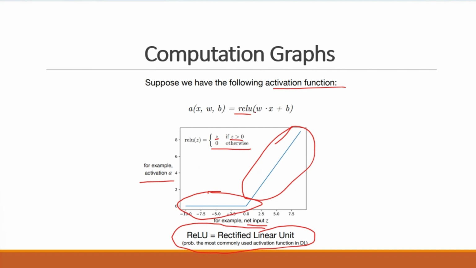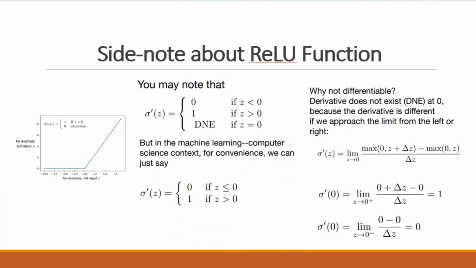Also note that this ReLU function is not differentiable in a mathematical sense. We have a derivative of 0 if the input is smaller than 0, and a derivative of 1 if the input is larger than 0. But if the input is exactly 0, then the derivative does not exist. So what do we do now?